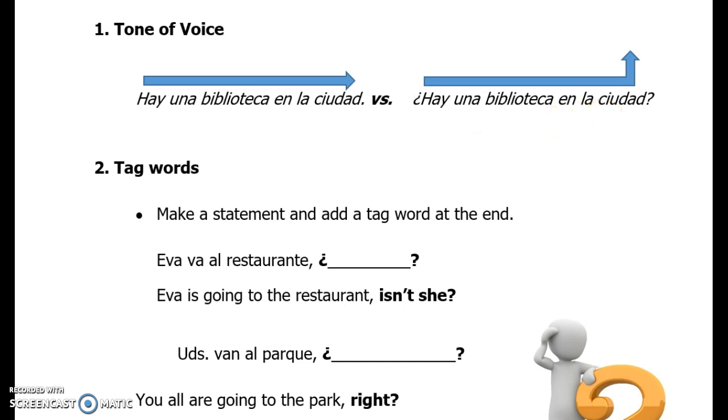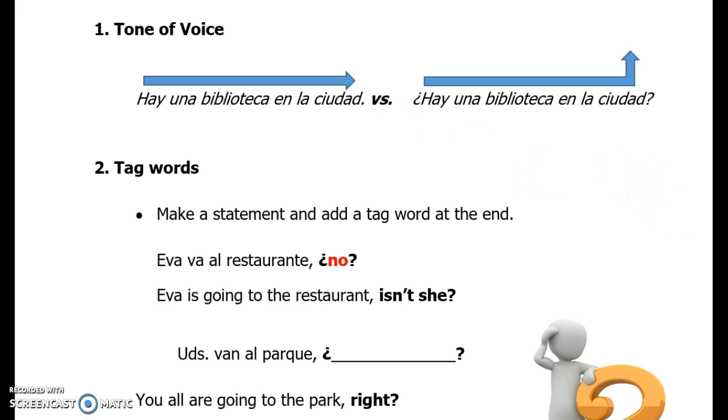Tag words, another very simple, straightforward way to do it. You take a statement like we did above, but rather than raising your voice at the end of the statement, you add a tag word. So for example, Ava is going to the restaurant, isn't she? It might be different. It could be isn't he, or it could be aren't they. We are simply going to add in the word no. Ella va al restaurante, no? And that becomes your question.